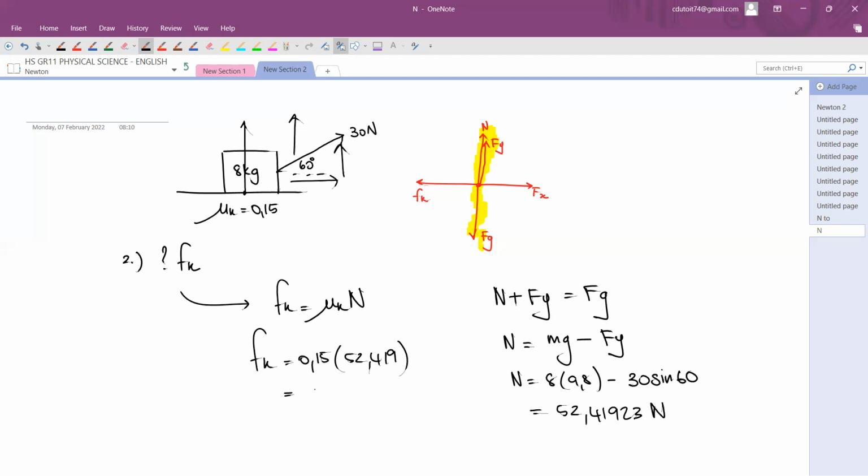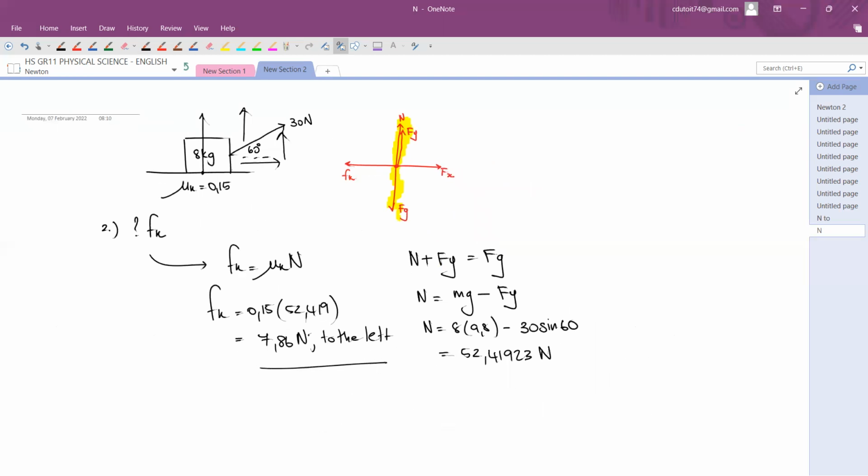Now the frictional force is less. 7.86 Newton to the left. Nice. Okay, so this is a much bigger sum. It's more marks too. And if you didn't draw that free body diagram, you would have probably worked out the normal force is the same as the FG, and then everything else is stuffed up and wrong.